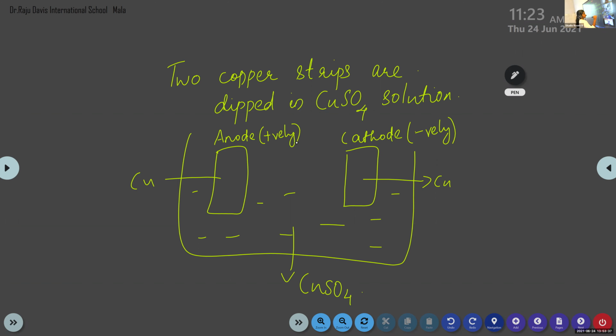In the case of the cathode, the pure copper is deposited at the cathode. Okay, and the impure one will remain in the anode. So this method is used for the purification of copper. Okay, so this is a simple example for an electrolytic cell.